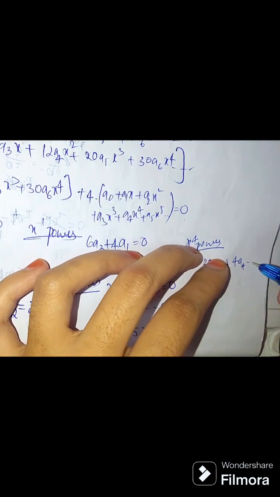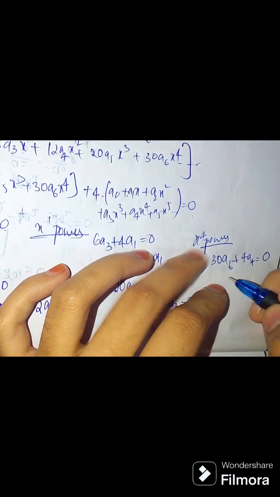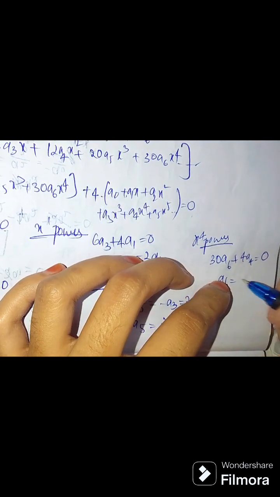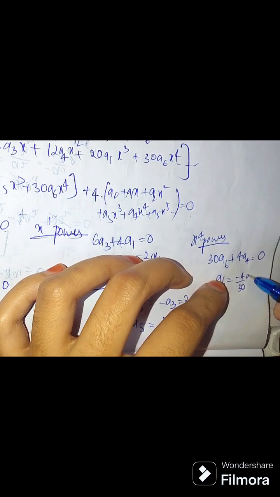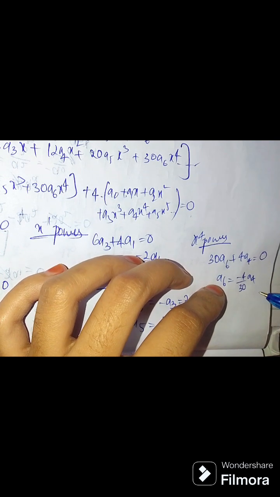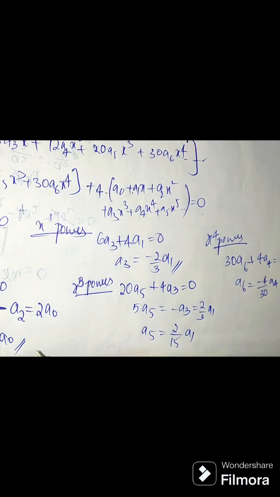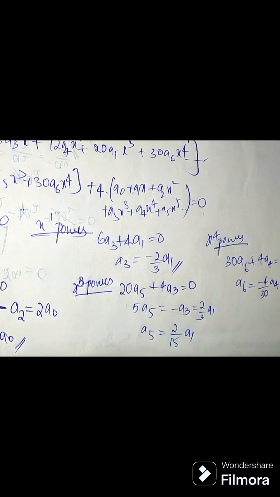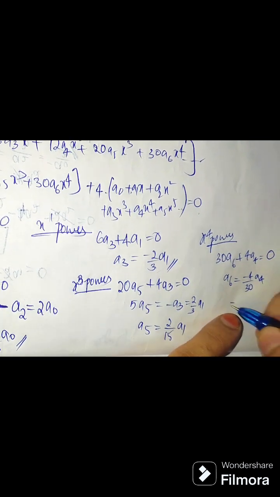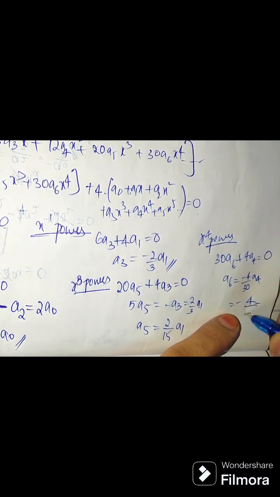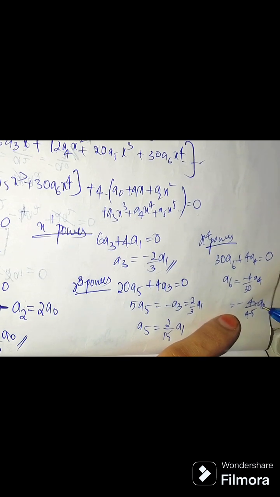So I'll get a power 6 is equal to minus 4 by 30 a power 4. What is a power 4? Minus 2 by 3 a0. So if I calculate, I'll get minus 4 by 45 a0. See, I converted everything to a0 or a1. Now what we should do, we should put these values in this y is equal to this equation.